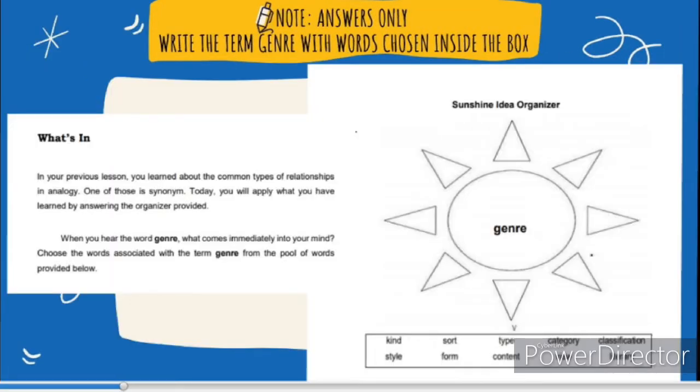Before we begin discussing the topic at hand, answer first this activity. In your previous lesson, you learned about the common types of relationships in analogy. Today, you will apply what you have learned by answering the organizer provided. When you hear the word genre, what comes immediately into your mind? Choose the words inside the box that you associate or relate with the word genre, and put them inside the rays of the sun. Note, answers only. Draw the organizer. Choose your answers inside the box.